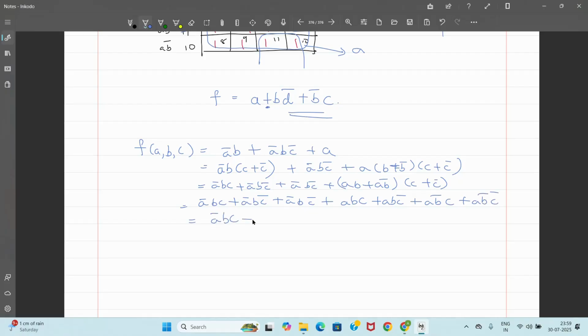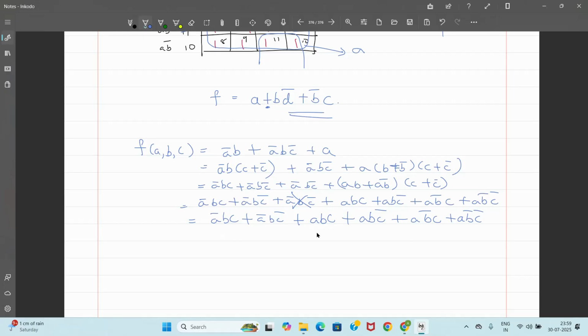So A bar BC plus A bar BC bar. You see these two terms are repeated. So I can write them only once instead of repeating the terms again. I can eliminate the repetition here. Plus the next terms ABC plus ABC bar plus AB bar C plus AB bar C bar. So you have the standard form now.